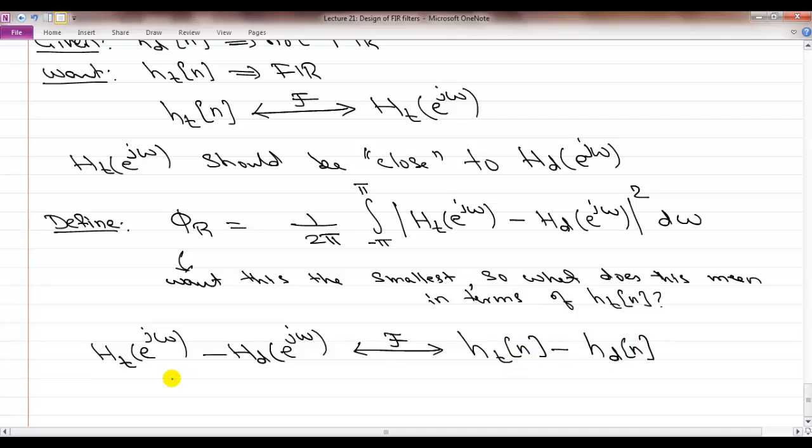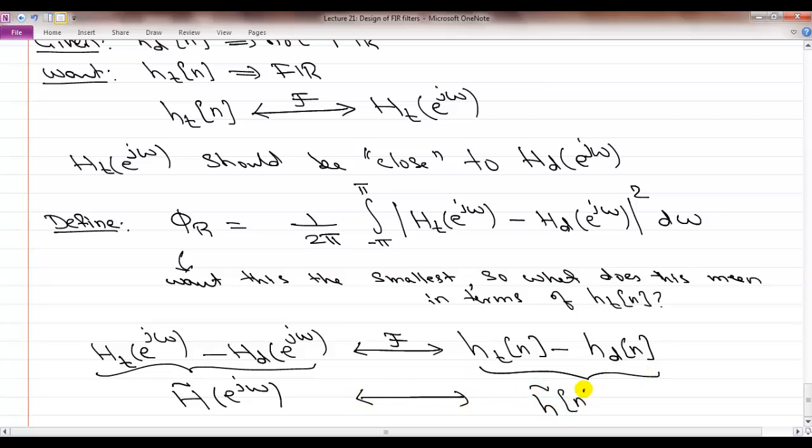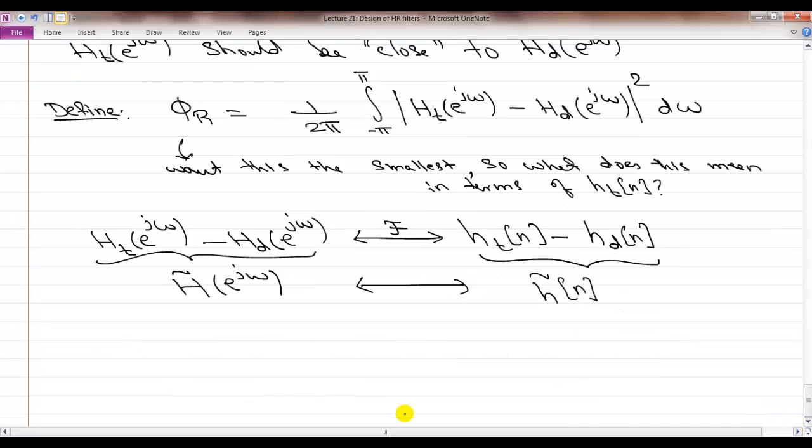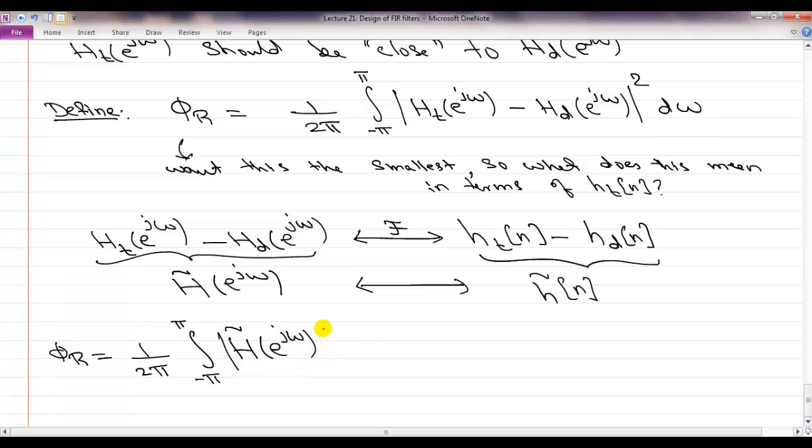Now, let's call this just some frequency response h tilde e to the j omega. And let's define this to be h tilde of n. Okay. So I am interested in this error phi of r, which is 1 over 2 pi, integral from minus pi to pi. I'm just going to write it as h tilde e to the j omega absolute square d omega. I want to write this error in terms of time domain.